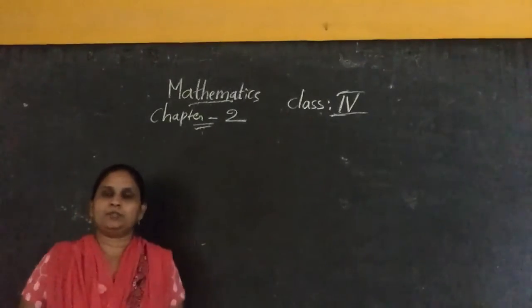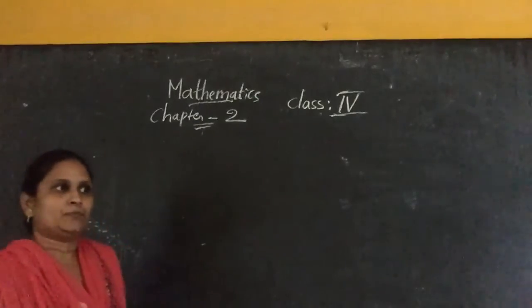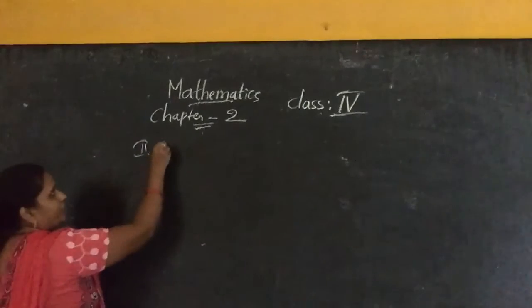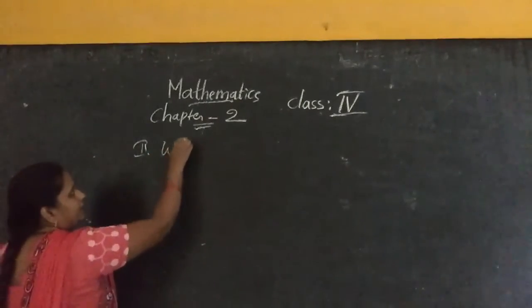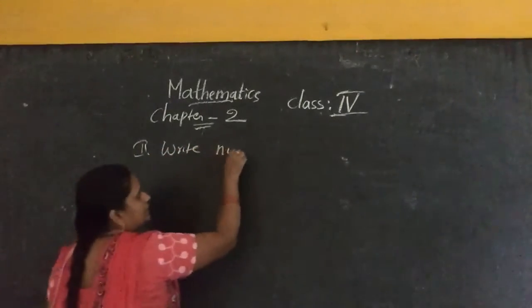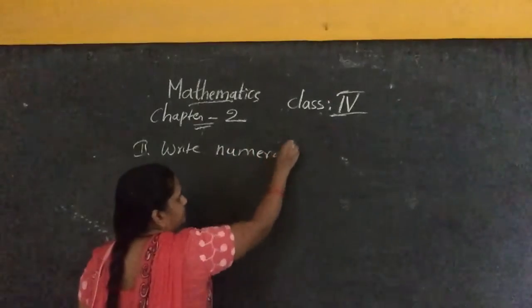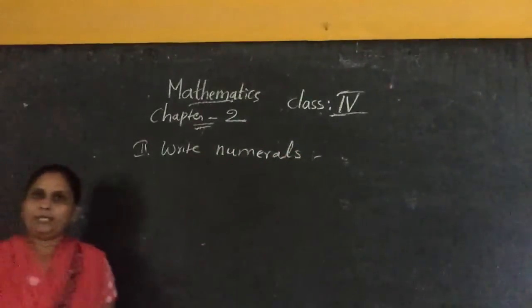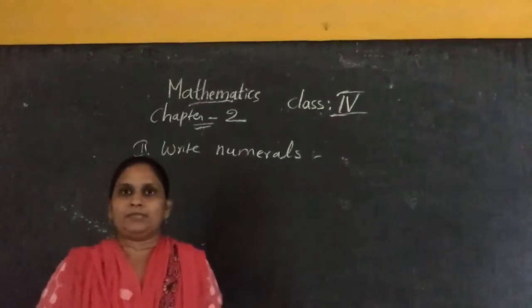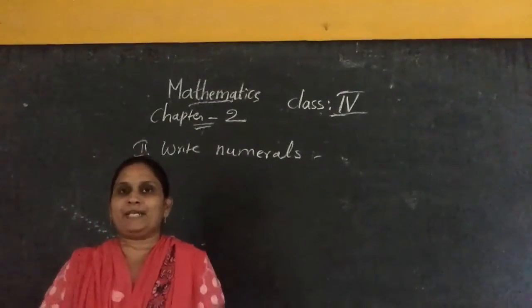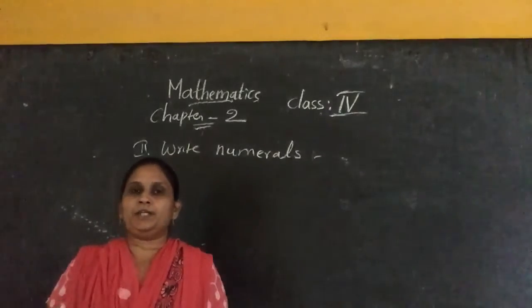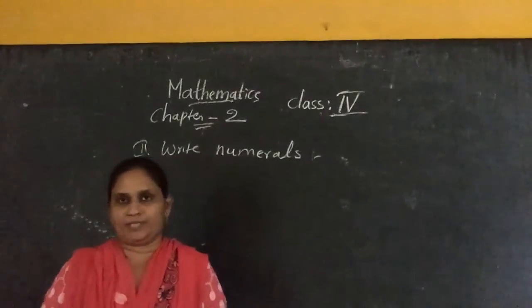Yesterday I explained in chapter 2 how to write numbers in words. Now, how to write the numerals. Next topic: write the numerals. Numerals means you will be given the word form, and you have to convert that word form into numbers. Changing the words into numbers is called numerals.